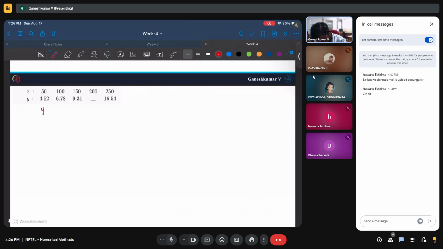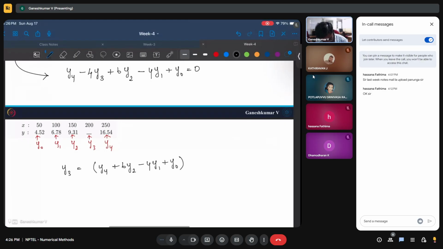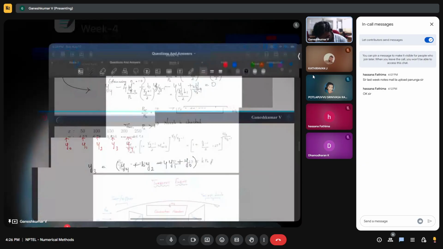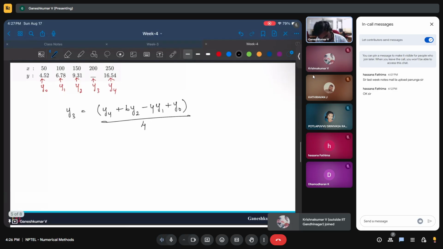So I'm going to say this is y0, y1, y2, y3, and y4. Okay. So then we can write this as, we wanted to know y3, so let me rearrange this. If we take y3 on the one side, this is going to be y4 plus 6y2 minus 4y1 plus y0, divided by 4. Okay, that's it. So now you just substitute these values, you will end up with the answer.